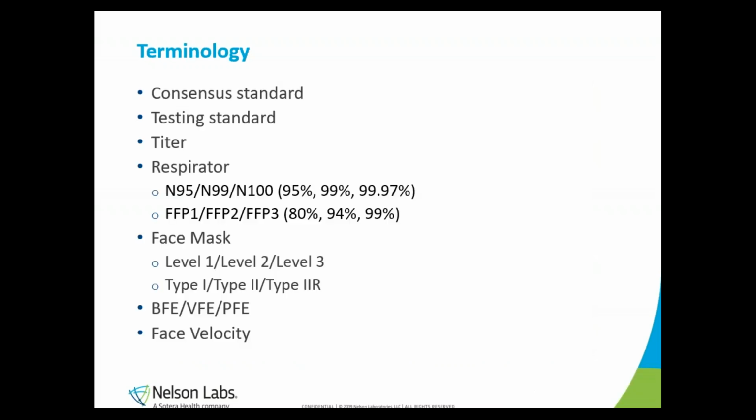Terminology that we use in our testing includes a consensus standard, which is a standard which includes several test methods that should be performed for product certification and the requirements for product performance. These standards can also sometimes include test methods. A testing standard includes only the test method. It describes how to perform the test method, what equipment is needed, and how to use that equipment to test the face mask or the respirator.